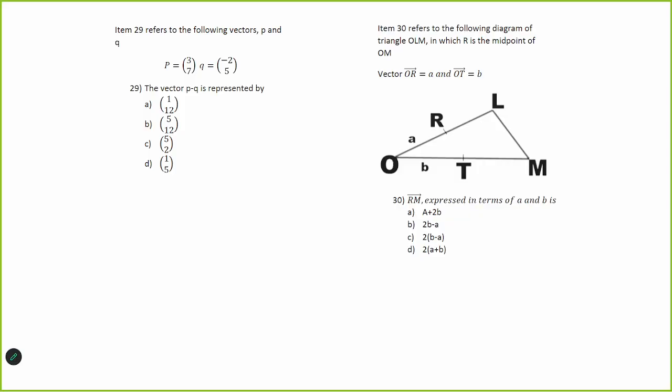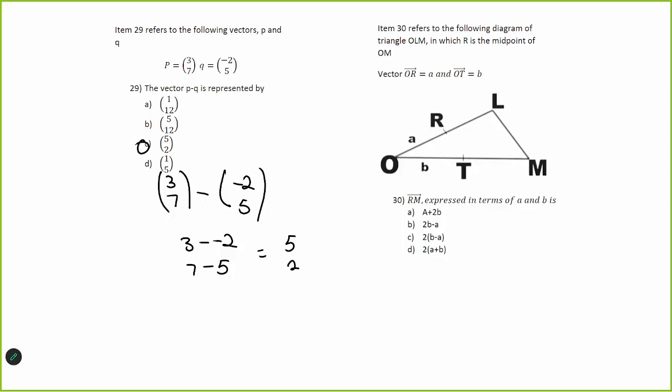This one here, which is a repeated question, but I'm not 100% sure, it would be (3, 7) subtract Q, which is (-2, 5). Right? A minus, so it'll be 3 minus minus 2, 7 minus 5. That is 3 minus minus 2 is 5. 7 minus 5 is 2. So the answer is C, (5, 2).